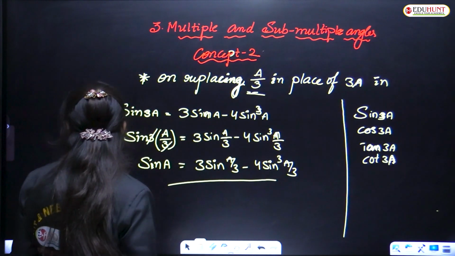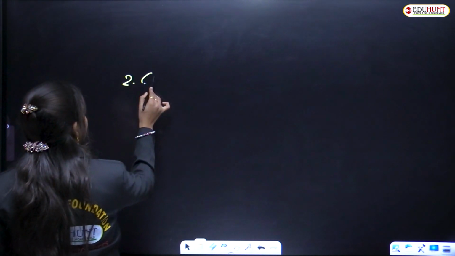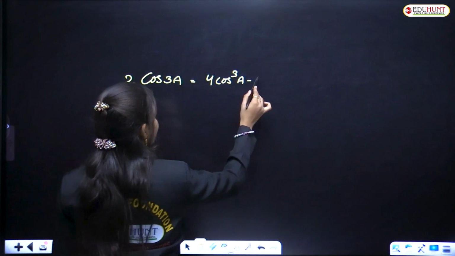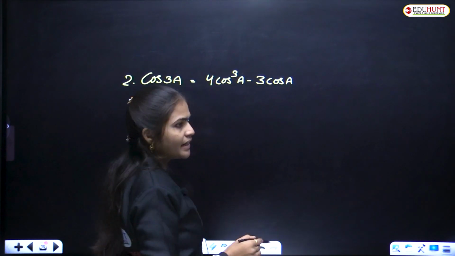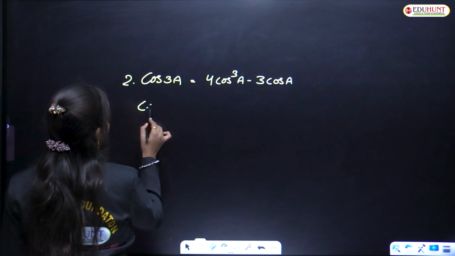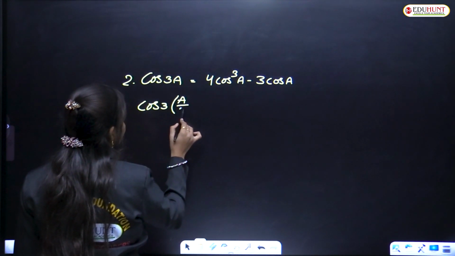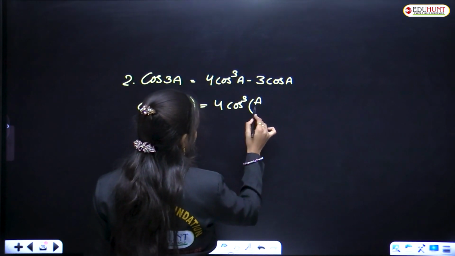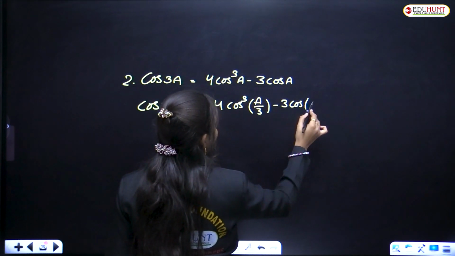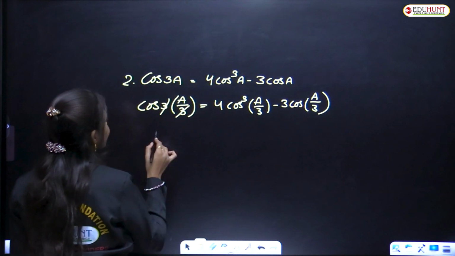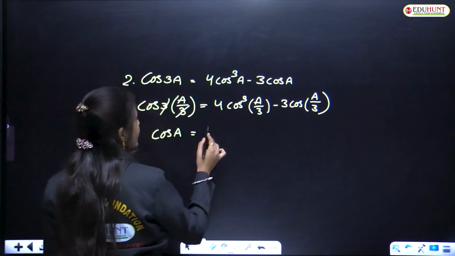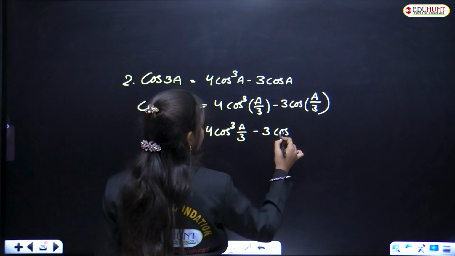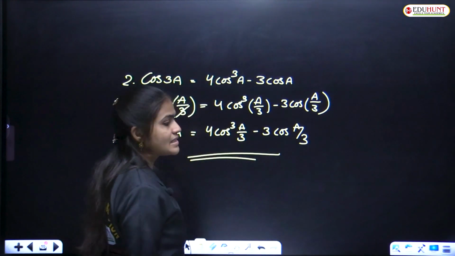Okay. Next, the second formula. The second one we discussed is the cos 3A formula. What is that? 4 cos cube A minus 3 cos A. Now again substitute, in the place of A we write A by 3. So cos 3 into A by 3 equals 4 cos cube A by 3 minus 3 cos of A by 3. Here 3 and 3 get cancelled, which gives cos A. So cos A is equal to 4 cos cube A by 3 minus 3 cos A by 3. This is the second formula.